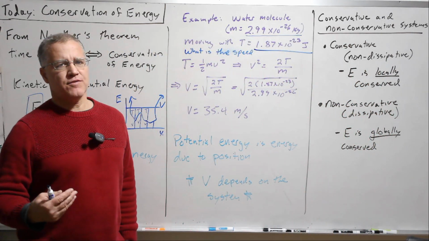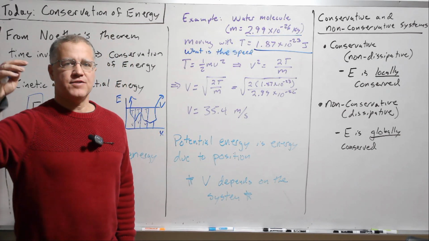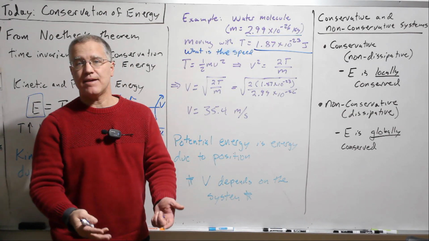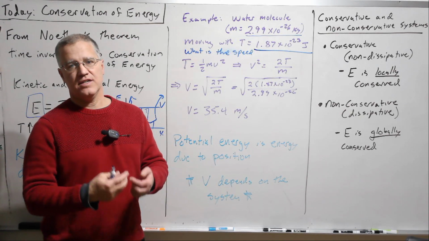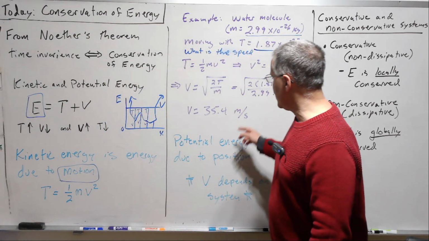Now we don't get information about the direction of the motion. So if it's moving this way, or this way, with this speed, it's going to have the same kinetic energy. So kinetic energy is a scalar quantity, not a vector quantity, and so it is simply a number.